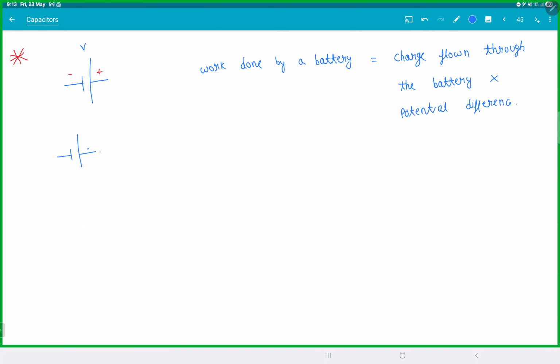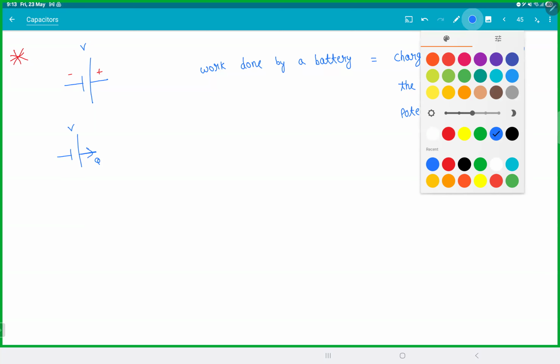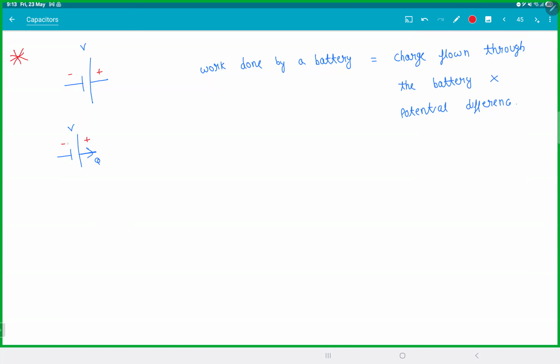So if a charge Q comes out of the battery, so charge is going from here to here, the charge is being pushed out. So this battery is getting discharged. The battery is losing energy while pushing the charge out. So the battery is actually doing work on the other systems. So work done by the battery is plus Q into V.